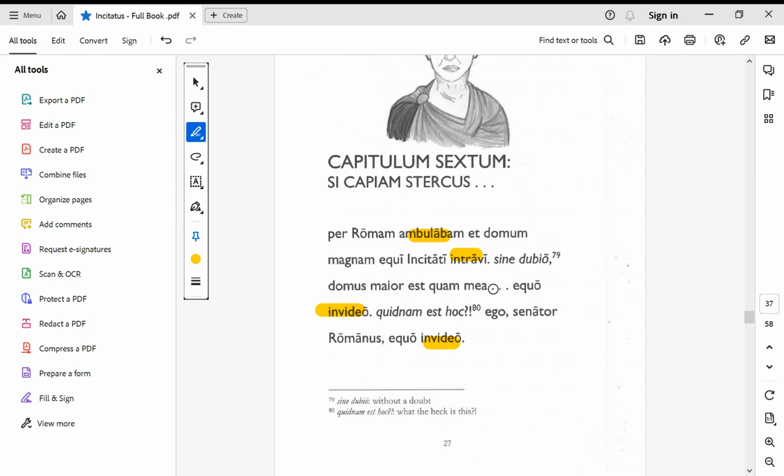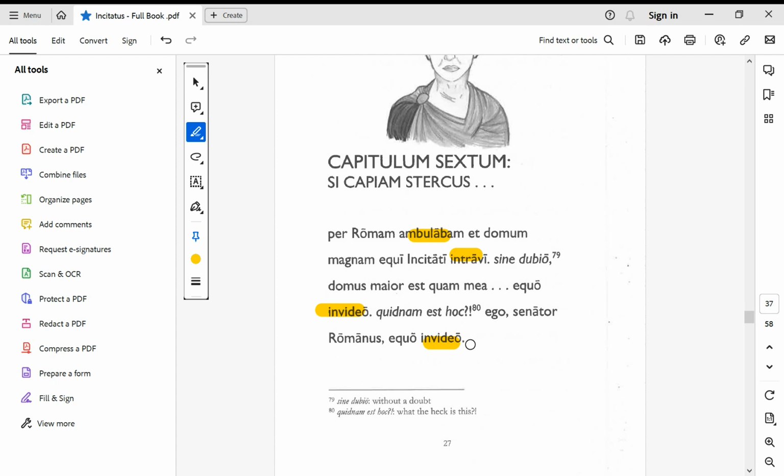But as you start getting to more complex text that you may not be able to read naturally, just reading across and putting it together, there are a couple steps you can do once you start trying to manage all the endings and whatnot. So we want to remember the engine of every sentence is a verb. So first thing we want to do is find the verbs. What I went through, I highlighted here: ambulabam, intravi, invideo, invideo.